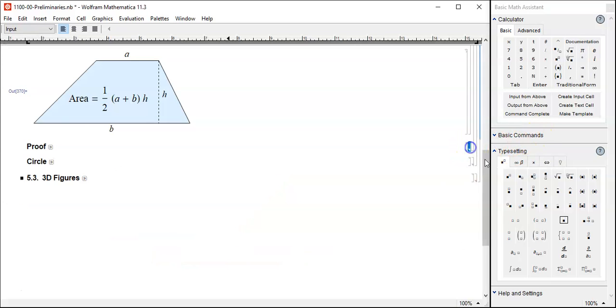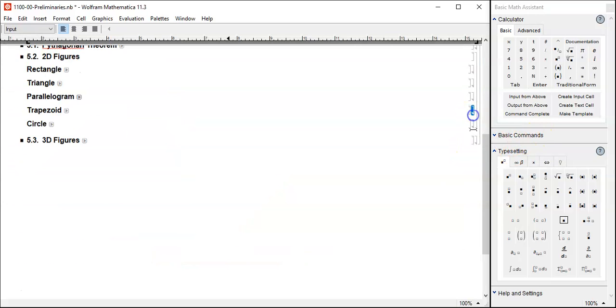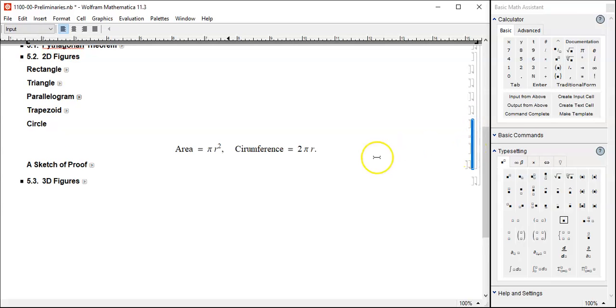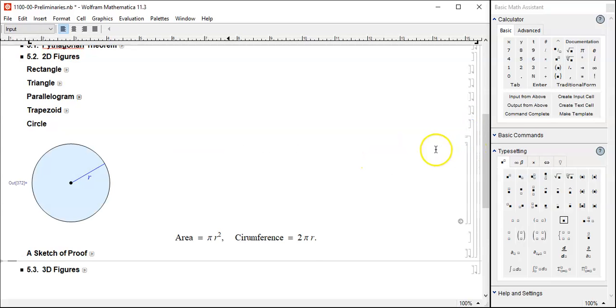Finally, circle. So we begin from circumference 2 pi r. As a matter of fact, this is a definition of pi. Pi is circumference over diameter. So diameter is twice the radius. So this is where everything begins. And then you have to prove the area is pi r squared. How do we do that?